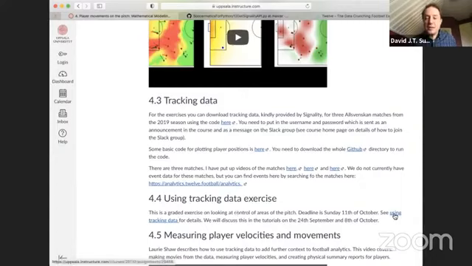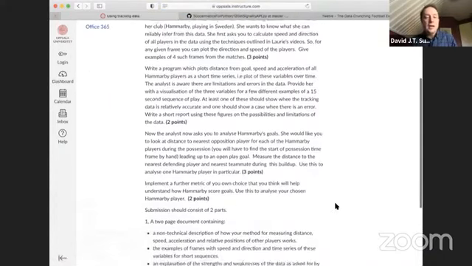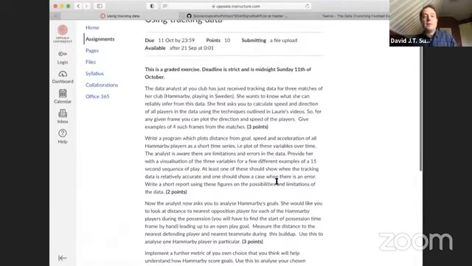Then the exercise, we'll discuss this tutorial on Thursday. There are 3 parts to this. I'll go into more detail of this in the tutorial. But basically the idea is just to get an idea of measuring the speed and direction of the different players.